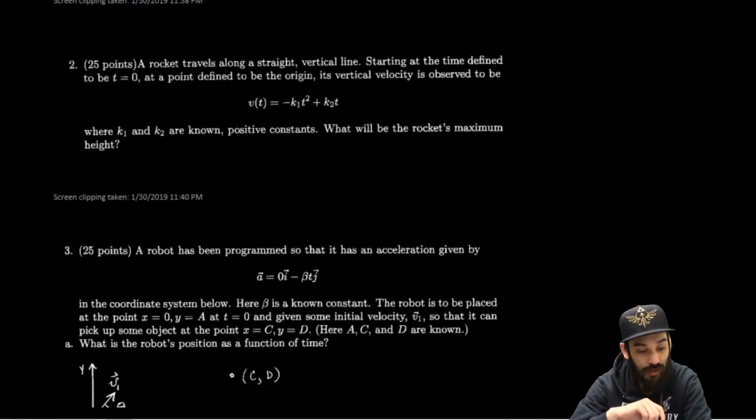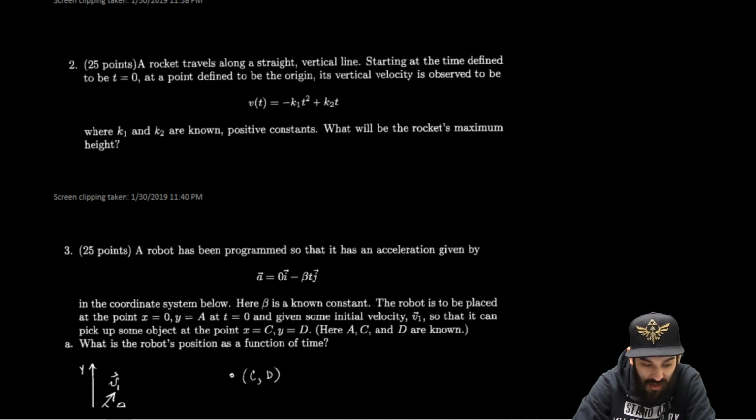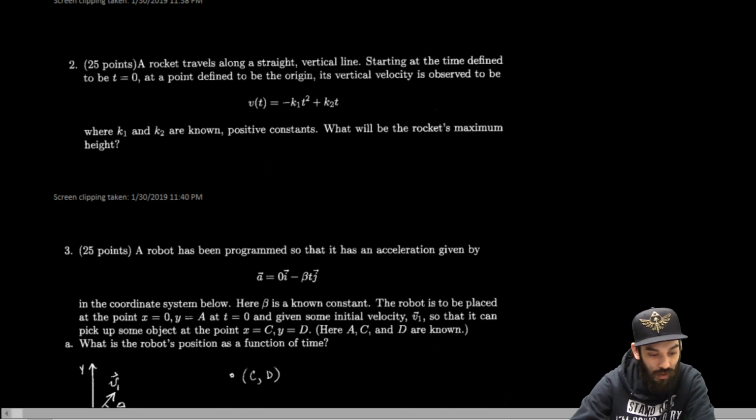The second question says that a rocket travels along a straight vertical line, starting at time defined to be t equal to 0, at a point defined to be the origin. Its vertical velocity is observed to be v of t equal to minus k1 t squared plus k2 times t, where k1 and k2 are known positive constants. What is the rocket's maximum height? Okay, so let's go ahead and get started with this one.